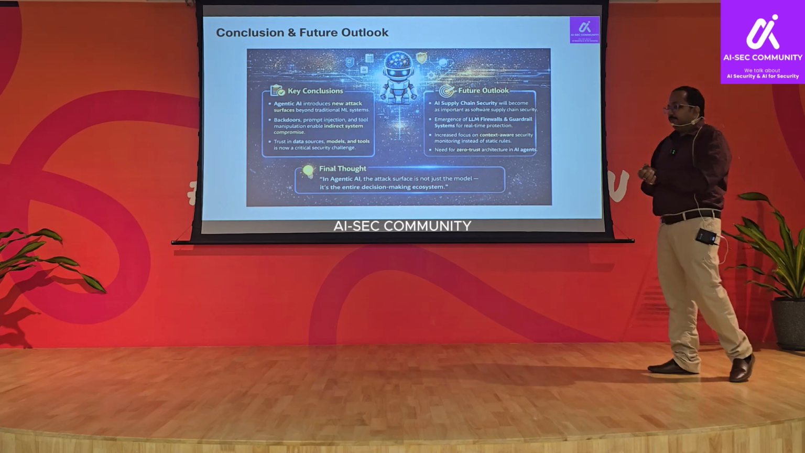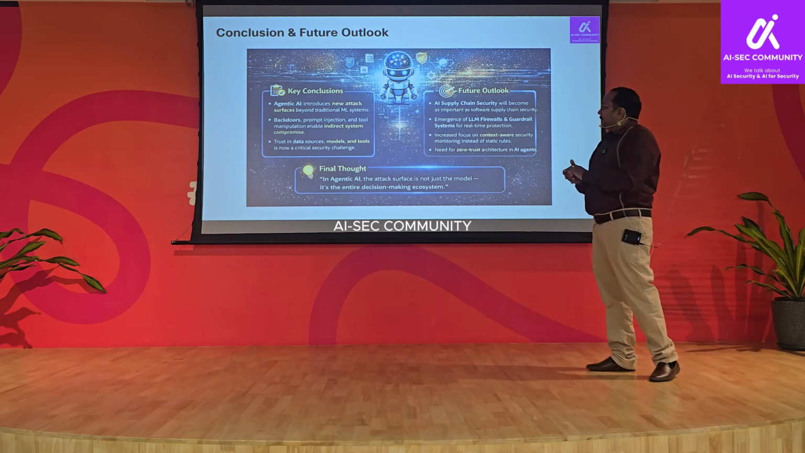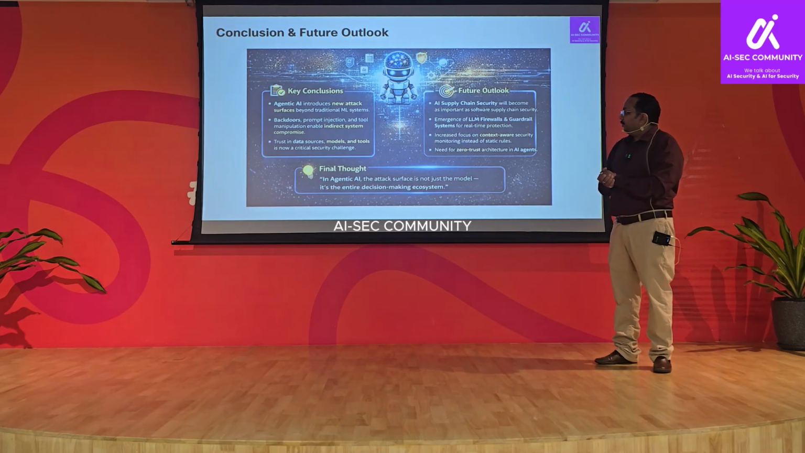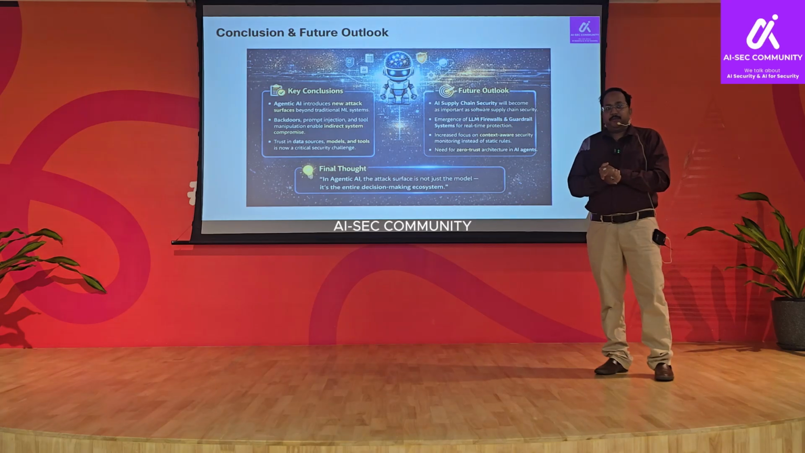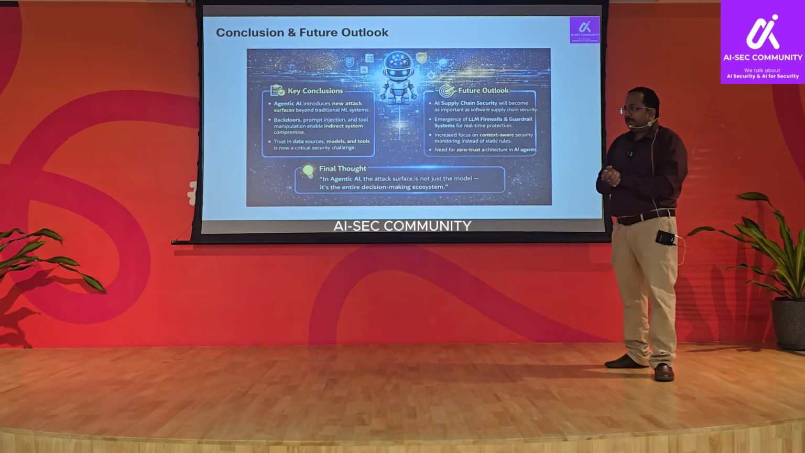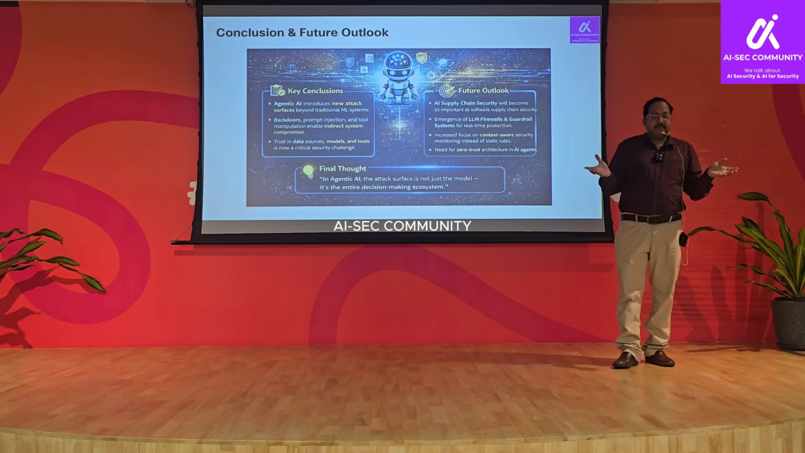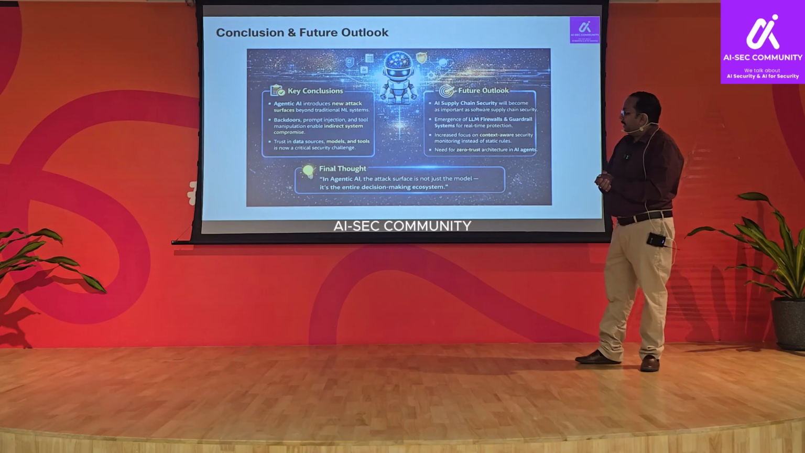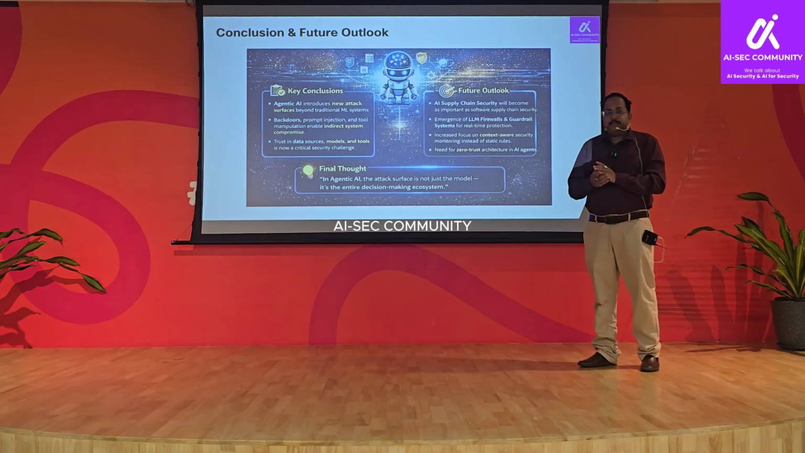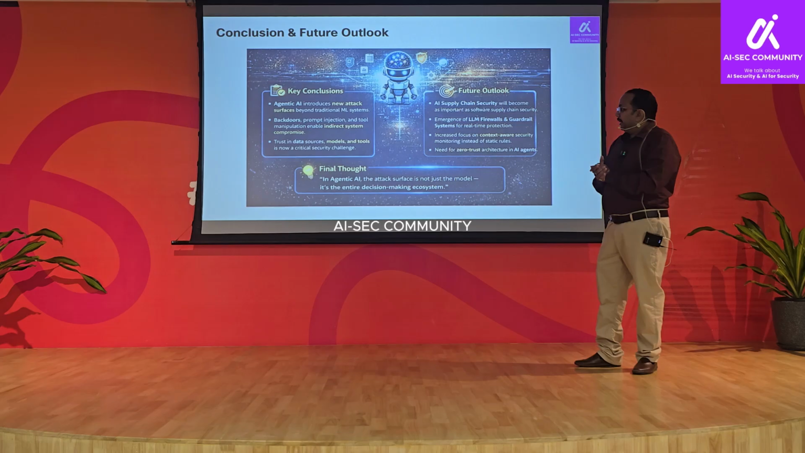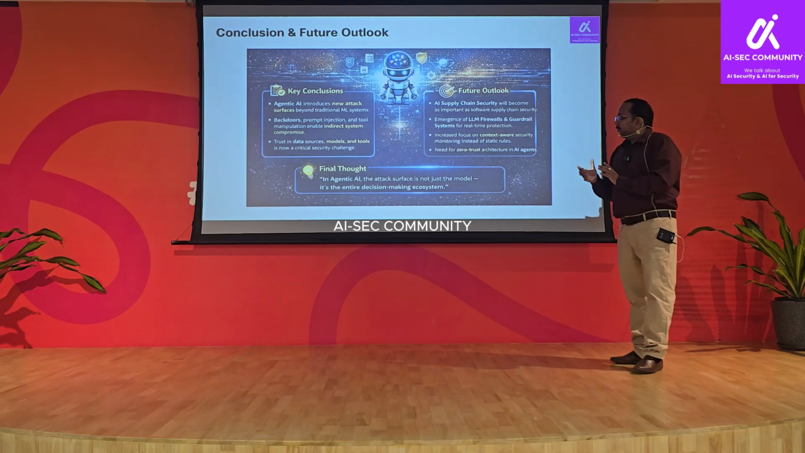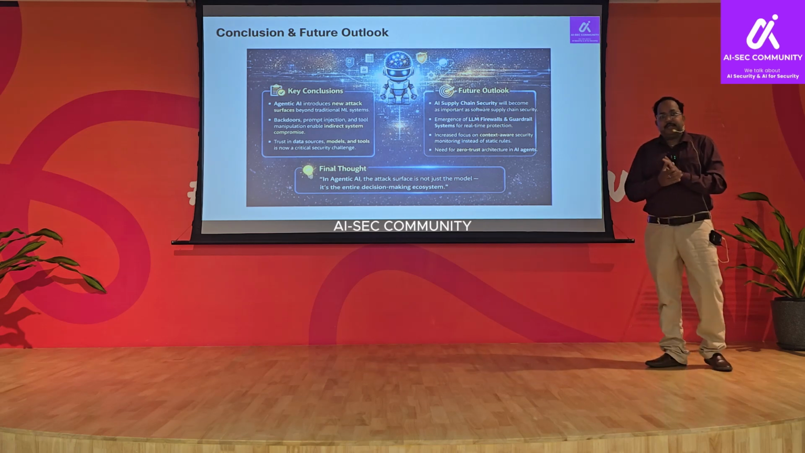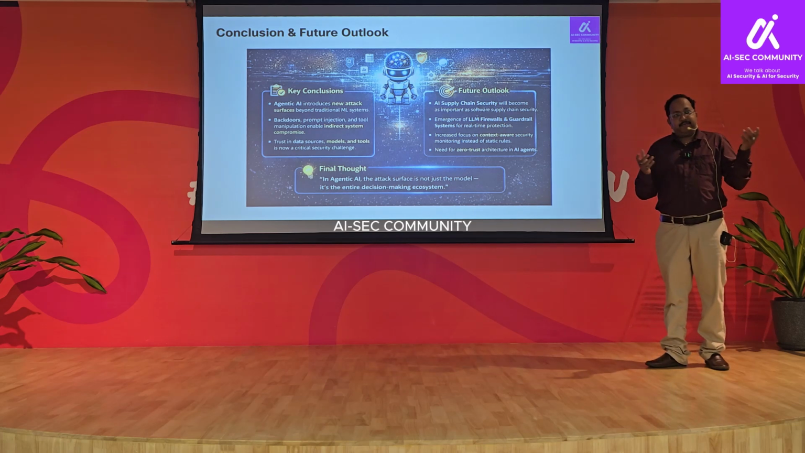So, conclusion and future outlook. What is the conclusion? Agentic AI introduced new attack surfaces. Apart from generic AI, where the attack surface for a common man is the prompt, agentic AI has a huge attack surface. Backdoors, prompt injection, and tool manipulation are the bigger threats for agentic AI, and trust in data sources, models, and tools is now a critical problem, because you trust something which you are getting free of cost.